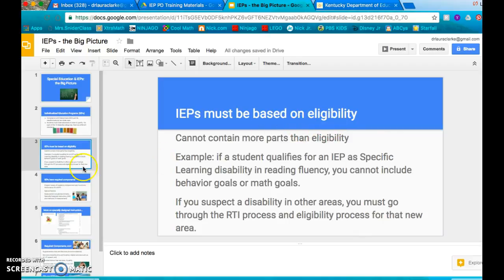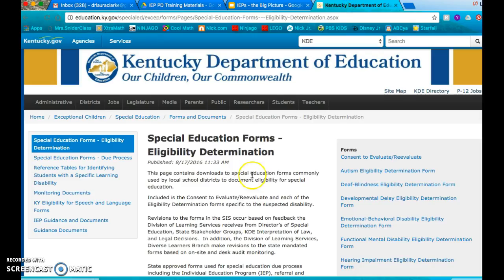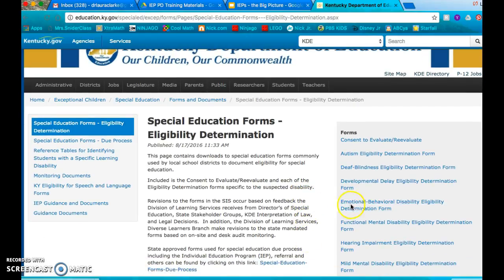Looking at the state of Kentucky, Kentucky has the eligibility requirement forms, and all of them are located on the KDE website. We're looking at it here, the special education forms, eligibility determination. So if I am looking at a student that had significant behaviors and we want to see if they qualify for an emotional or behavioral disability, then I need to open up that eligibility form and go through the components of that form to see if it's possible that that student is eligible.